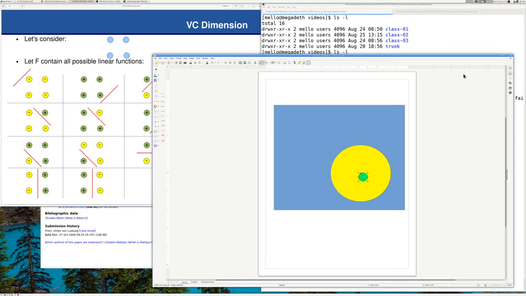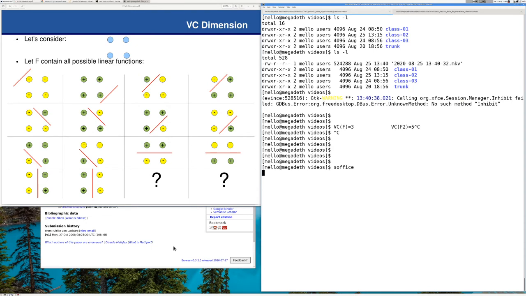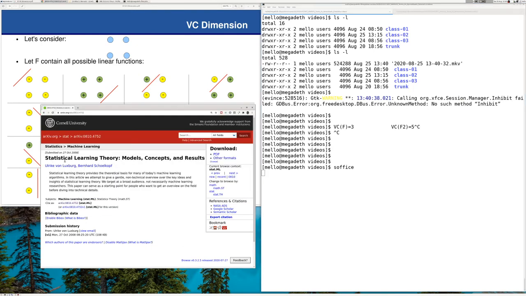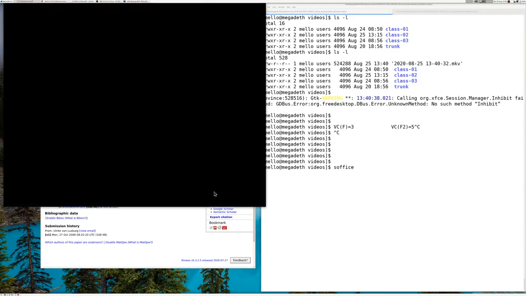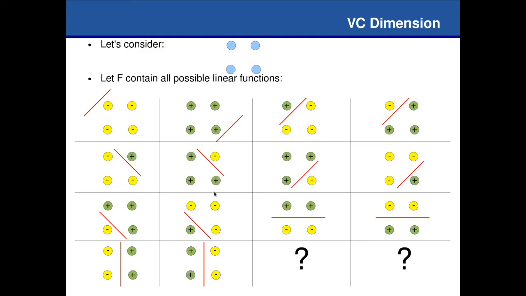I suggest you read, again, I mentioned it before, the paper Statistical Learning Theory: Models, Concepts, and Results by von Luxburg and Schölkopf, to understand the big picture behind this. Then we'll discuss more in the following classes, of course.